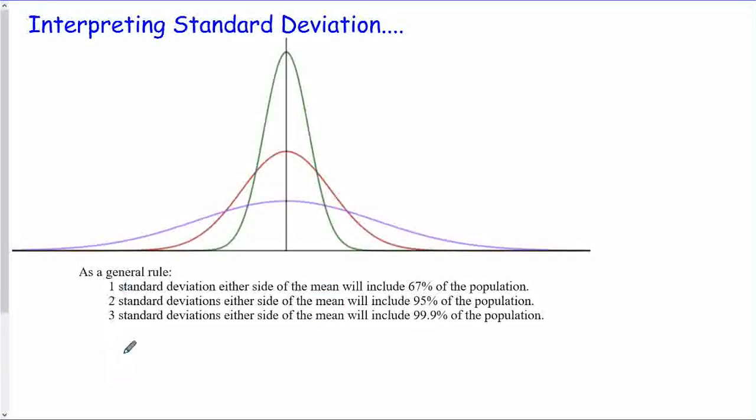Right, let's take a look at interpreting standard deviation. All that standard deviation is, it's a measure of spread. So for example here, all three of these distributions of data, the green, the red, and the purple, have got the same mean, right? These are sort of normal distributions. They're symmetrical about the mean, right? But in fact, the green one has got a lower standard deviation, right?